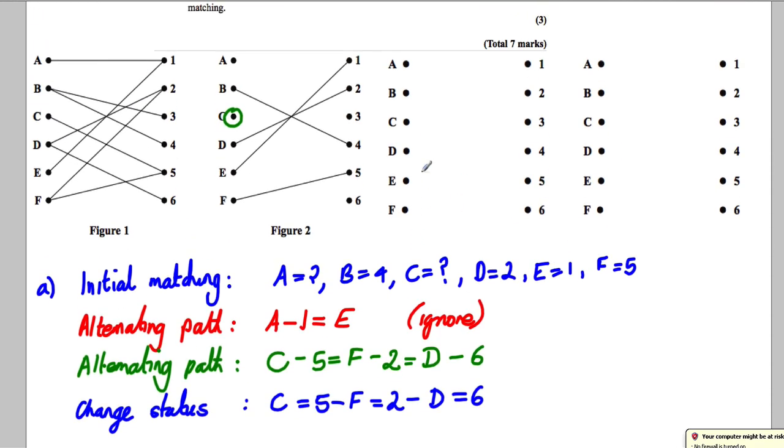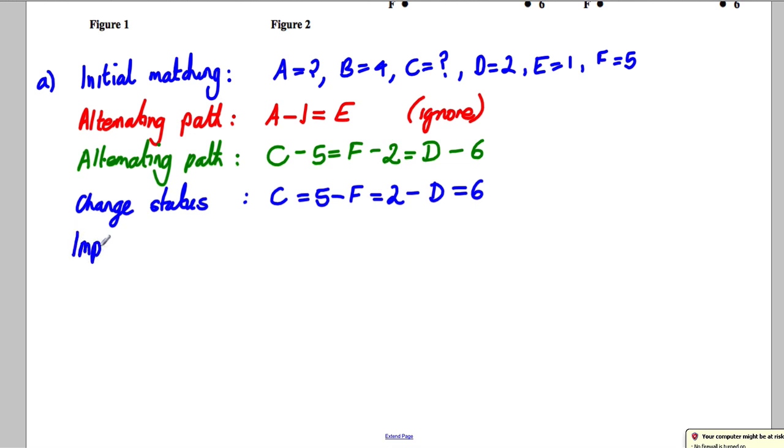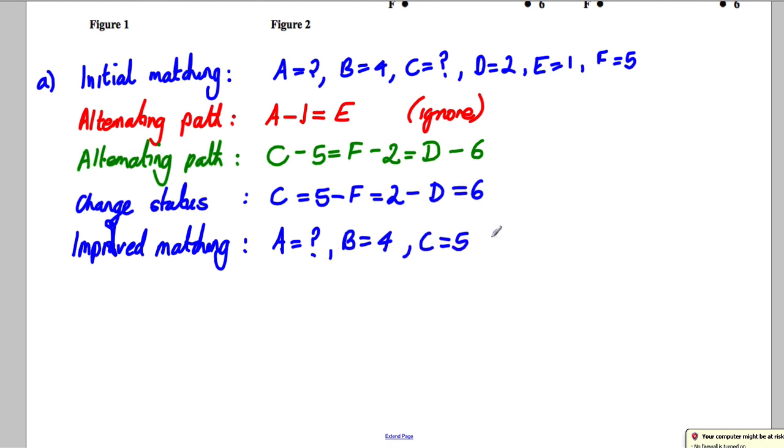Now it's all very well getting to this point. In the question, you must state your alternating path, we did. And you must state your improved matching. If you don't do that, you don't get the mark. So our last line, we're going to state our improved matching. A is still not with anything at the moment. If we look at B, B hasn't changed, so B is still with 4. C now is with 5. D is with 6 now, no longer 2. E hasn't changed, so E is still with 1. And F has changed, F is now with 2. And that is our improved matching.